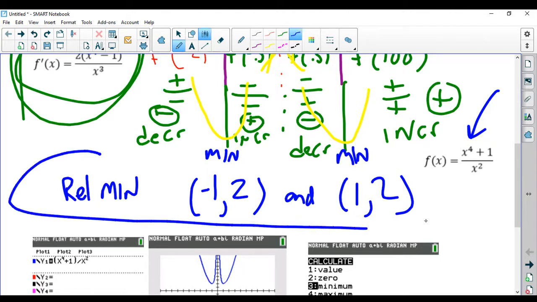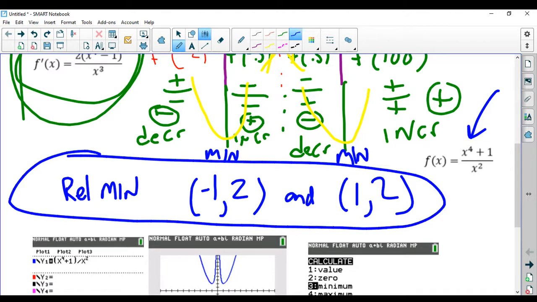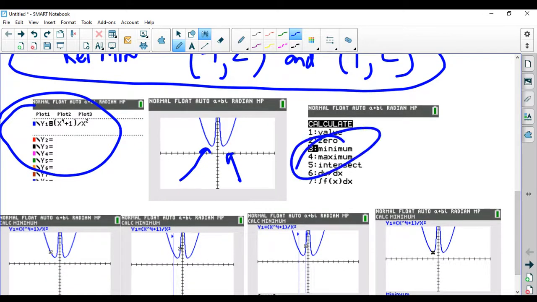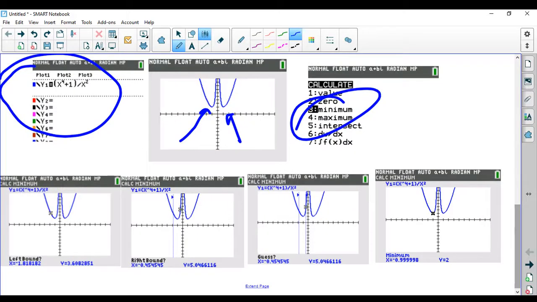There's your relative minimums. To check this on a calculator or with any graphing software, you just plug in the original function. You can see from the calculator, it looks like a min at -1, 2, and 1, 2. You can also calculate the minimum with the calculator. Actually, I only did the left one. It turns out to be -1, 2, as we expected. So that's it.